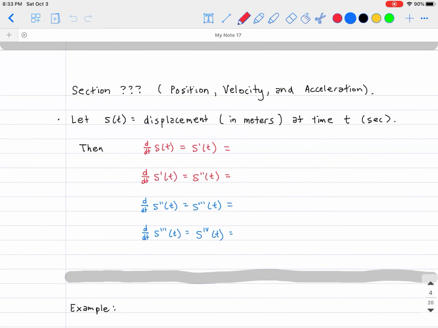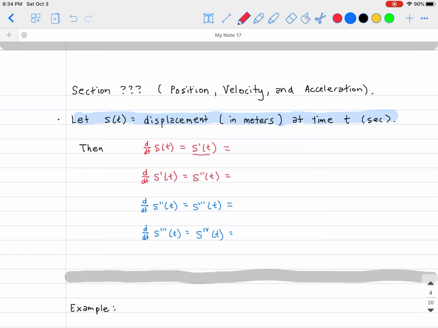First of all, just to give you an example, let's say that s of t is a displacement equation in terms of meters, and time t is in terms of seconds. So we have a function of displacement in terms of time, with meters and seconds for the units. What I like to do is solve for the derivative and see how they're related to each other.